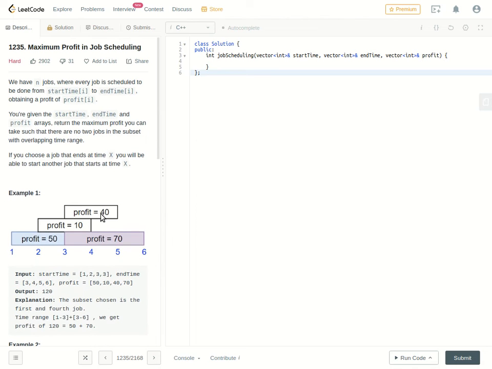Okay, so let's try to approach this question logically. We have to choose the jobs that give the maximum profit. We have to choose the subset that has the maximum profit, and the jobs should be non-overlapping. To find the non-overlapping jobs, intuitively we need to arrange the jobs in terms of their end time.